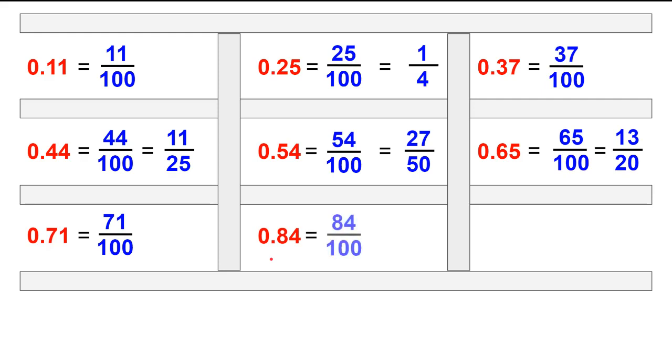0.84 is 84 over 100. If we divide them both by 4, we get 21 over 25. And 0.91 equals 91 by 100. 91 is not a prime number. It can be divided by both 7 and 13, but 100 cannot be divided by them. So this is the most simplified fraction of 0.91.